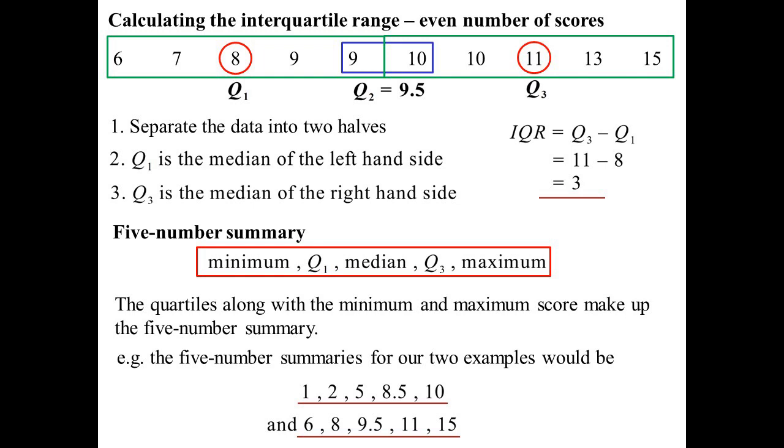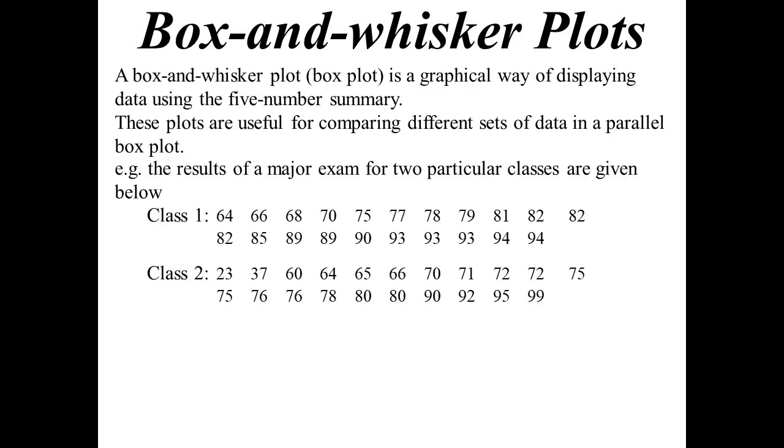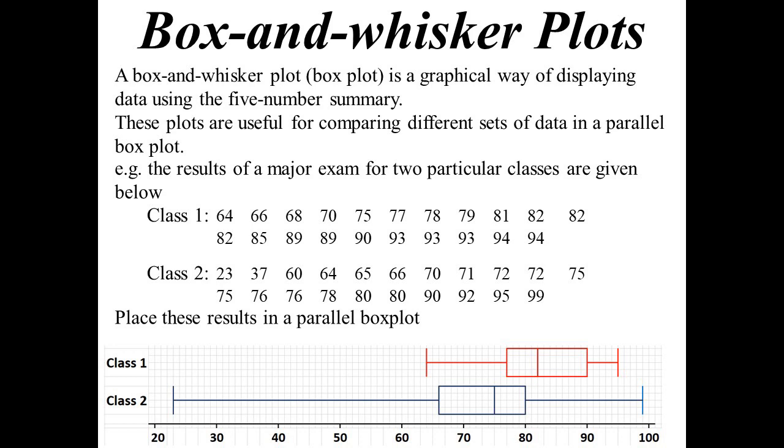Now, you've probably seen these in a graphical way, and that's our box and whisker plots. Let's draw one in. Say 1 exam, 2 classes. They did this test, there are the results, and I've put them in ascending order to make life a little easier. A parallel box plot is just another name for box and whisker. And there they are. Class 1 is the red one, class 2 is the blue one.